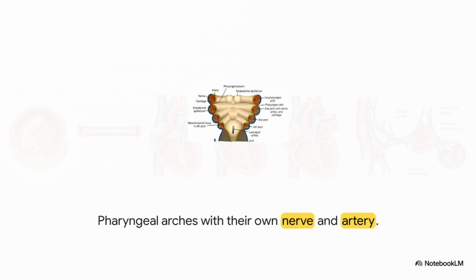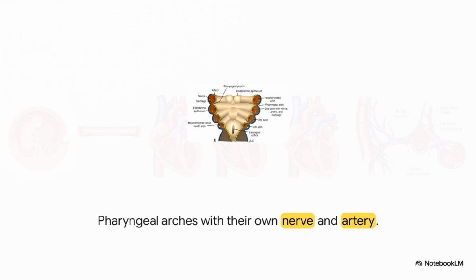Each pharyngeal arch receives its very own cranial nerve and its very own artery. We call these arteries the aortic arches. They sprout directly from the aortic sac, which is actually the most distal part of the primitive heart tube. You might know it as the truncus arteriosus. So these vessels are embedded deep in the mesenchyme of the arches, and they terminate in the right and left dorsal aorta. But here's the catch.